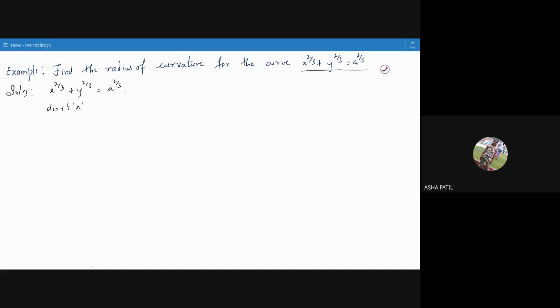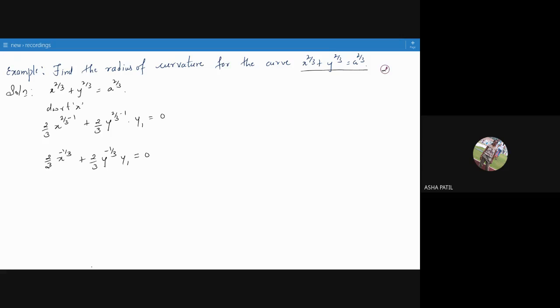Differentiating with respect to x, derivative of x raised to 2 by 3, which is in the form of x raised to n, is n into x raised to n minus 1. So we have 2 by 3, x raised to 2 by 3 minus 1. Similarly, derivative of y raised to 2 by 3 is 2 by 3, y raised to 2 by 3 minus 1 into the derivative of y, that is y1. RHS is a constant term, derivative is 0. Now 2 by 3, x raised to 2 by 3 minus 1, it is minus 1 by 3, plus again 2 by 3, y raised to minus 1 by 3 into y1 is equal to 0.